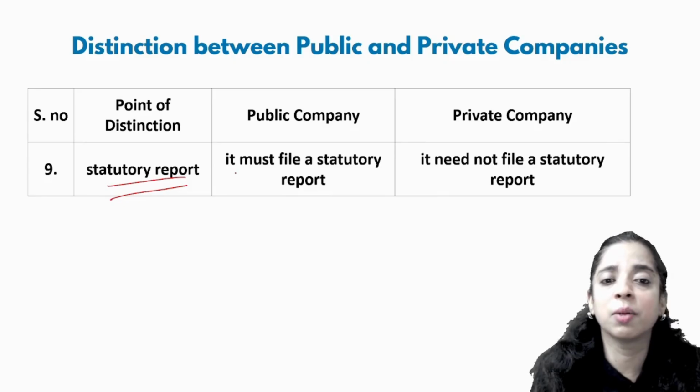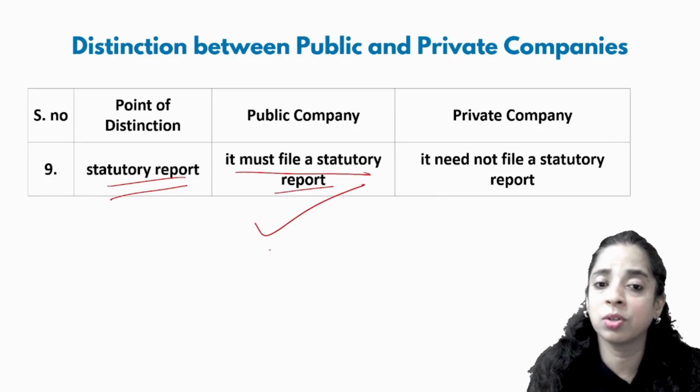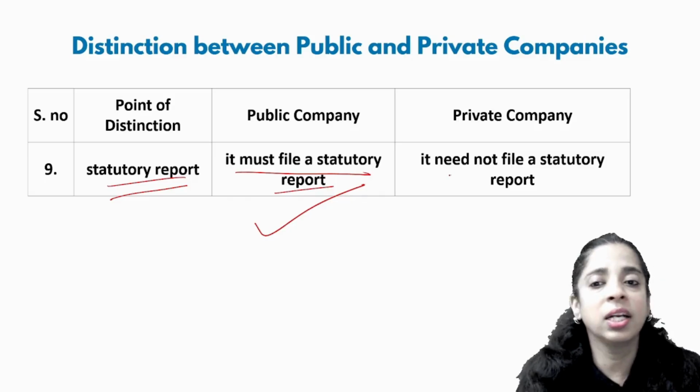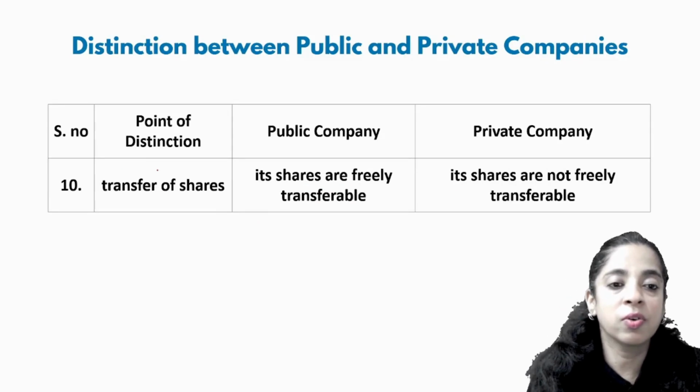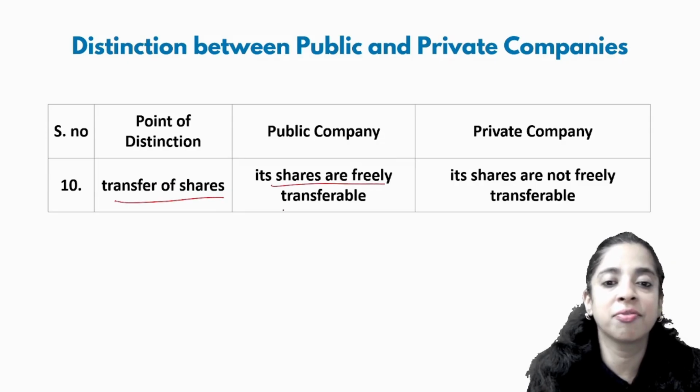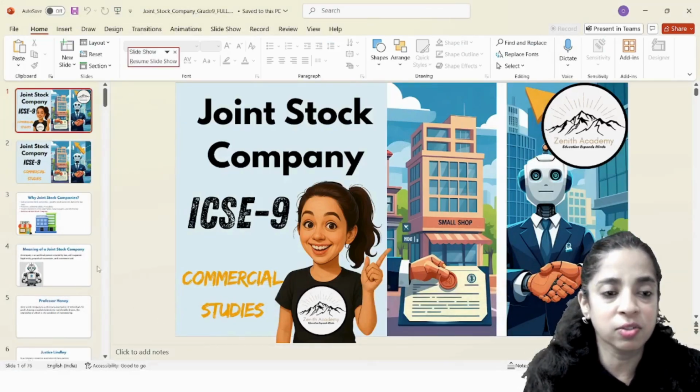Statutory report: a public company must file a statutory report to the registrar's office. A private company need not file a statutory report. Now transfer of shares: for a public company, shares are freely transferable.